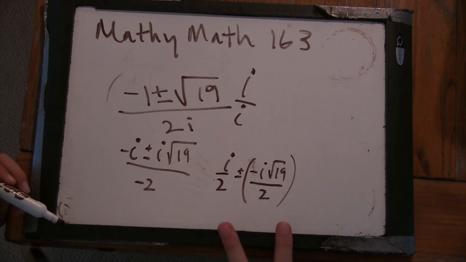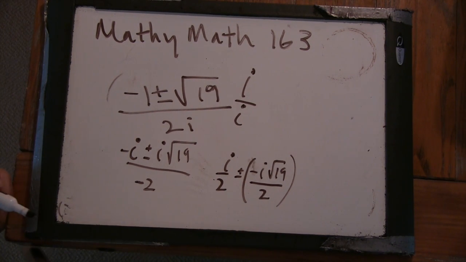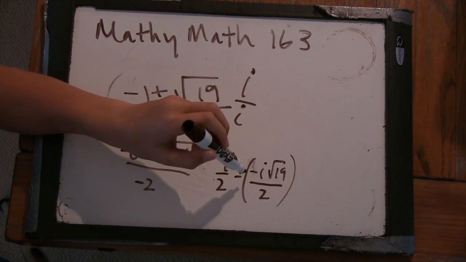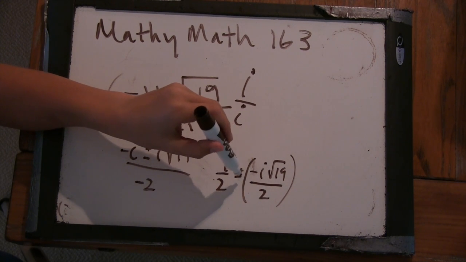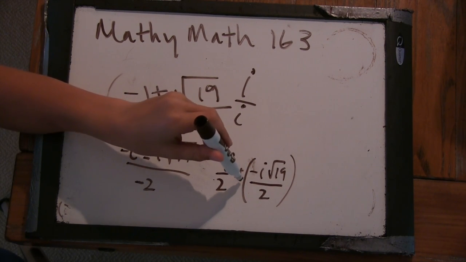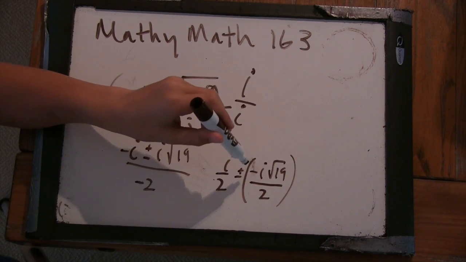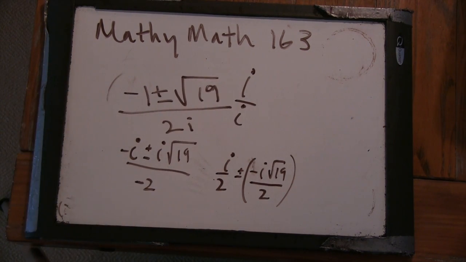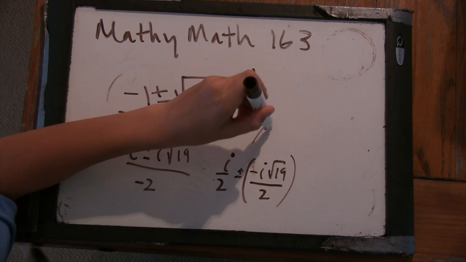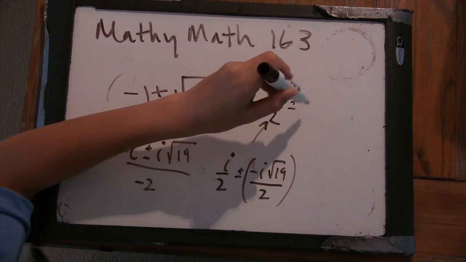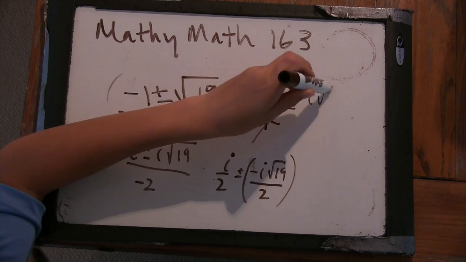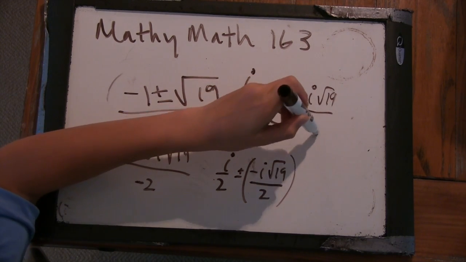Okay. And how does this expression simplify? Well, so we don't need this here, I don't think, because when the minus goes through, it turns into a plus, and when the plus goes through, it stays minus. Okay. So how does that simplify? So it's i over 2 plus or minus i root 19 over 2.